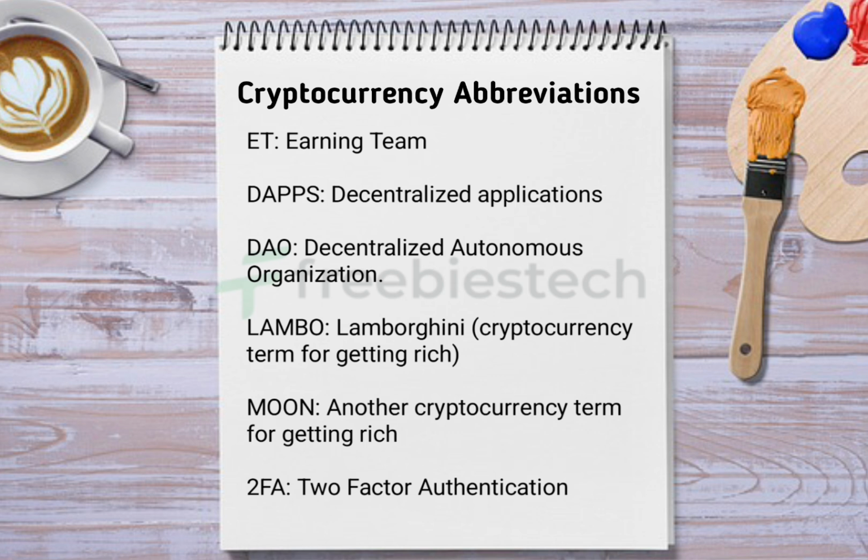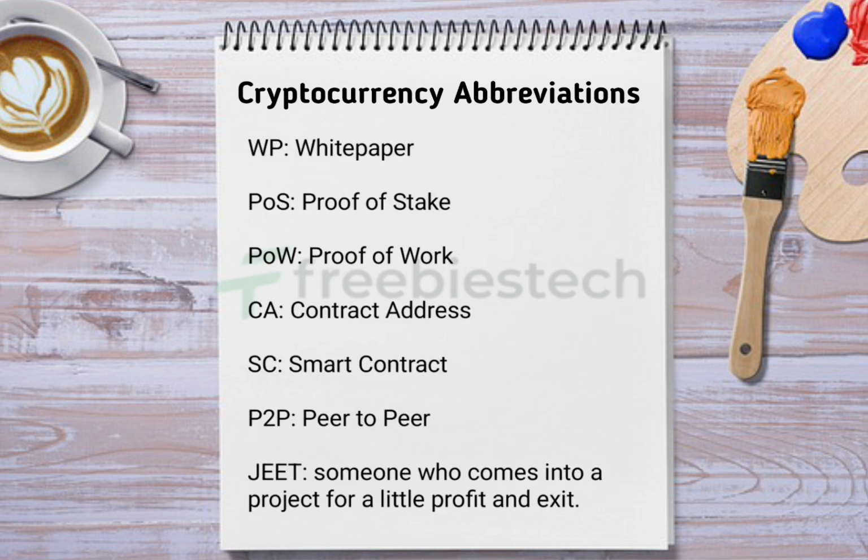2FA, Two-Factor Authentication. WP, White Paper. POS, Proof of Stake. POW, Proof of Work. CA, Contract Address. SC, Smart Contract. P2P, Peer-to-Peer. Cheat, someone who comes into a project for a little profit and exits.